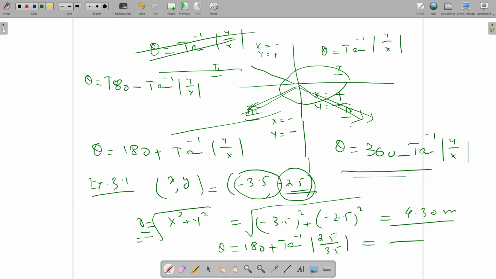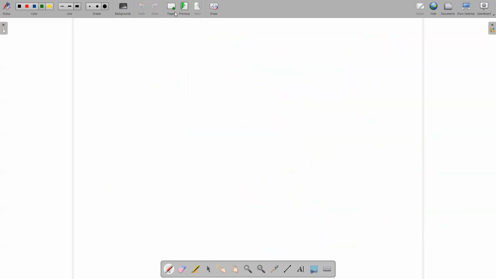There are some other questions, you can solve them yourself. After this, I have just explained what is a scalar, what is a vector, and what is the coordinate system. Coordinate system means how you can convert Cartesian coordinates into polar coordinates.